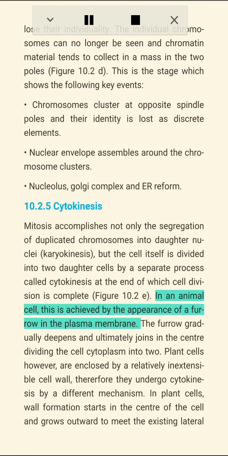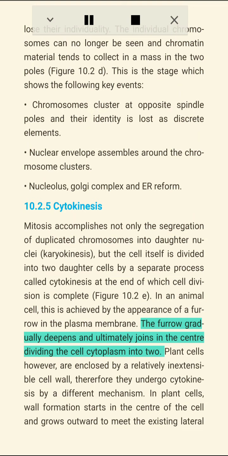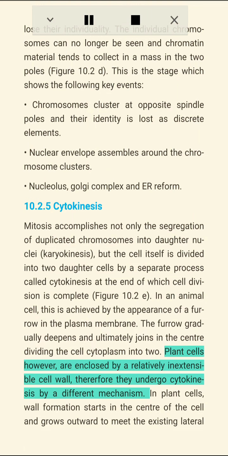10.2.5 Cytokinesis. Mitosis accomplishes not only the segregation of duplicated chromosomes into daughter nuclei, karyokinesis, but the cell itself is divided into 2 daughter cells by a separate process called cytokinesis, at the end of which cell division is complete, Figure 10.2e. In an animal cell, this is achieved by the appearance of a furrow in the plasma membrane. The furrow gradually deepens and ultimately joins in the center, dividing the cell cytoplasm into two.